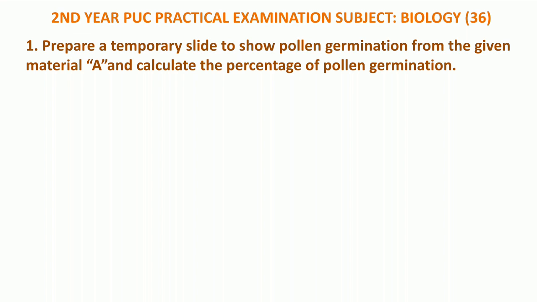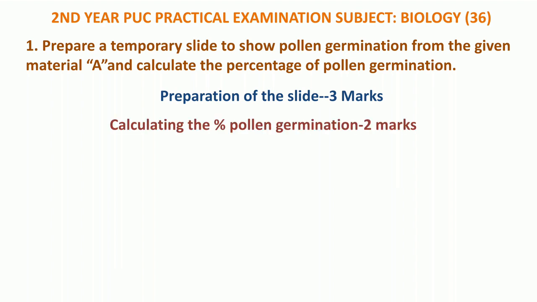In the practical examination, the first question is given to the students based on the lottery system. Out of 4 questions, the student will get any one question for 5 marks. The first question is: prepare a temporary slide to show pollen germination from the given material A and calculate the percentage of pollen germination. For this question, the scheme of valuation is: for the preparation of a slide, 3 marks; for calculating the percentage of pollen germination, 2 marks.